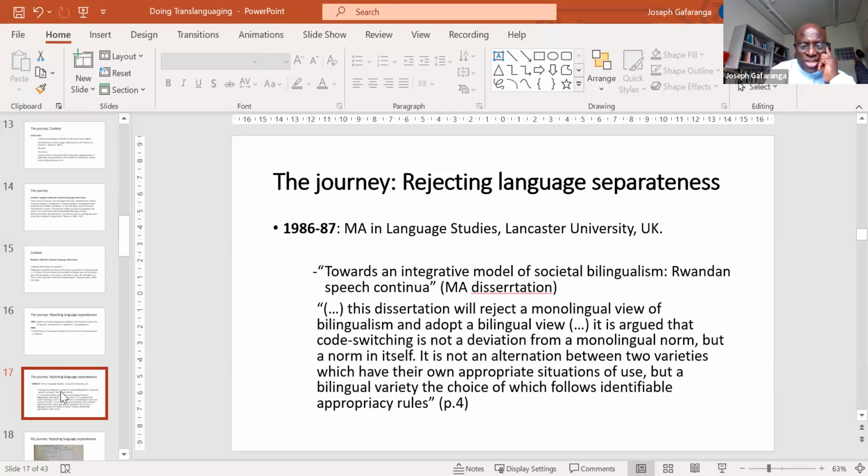And on page 4 of the dissertation, it says, this dissertation will reject a monolingual view of bilingualism and adopt a bilingual view. It is argued that code switching is not a deviation from a monolingual norm, but a norm in itself. It is not an alternation between two varieties which have their own appropriate situations of use, but a bilingual variety, the choice of which follows identifiable appropriacy rules. Again, I don't agree with the idea that bilingualism consists of two separate languages as such.